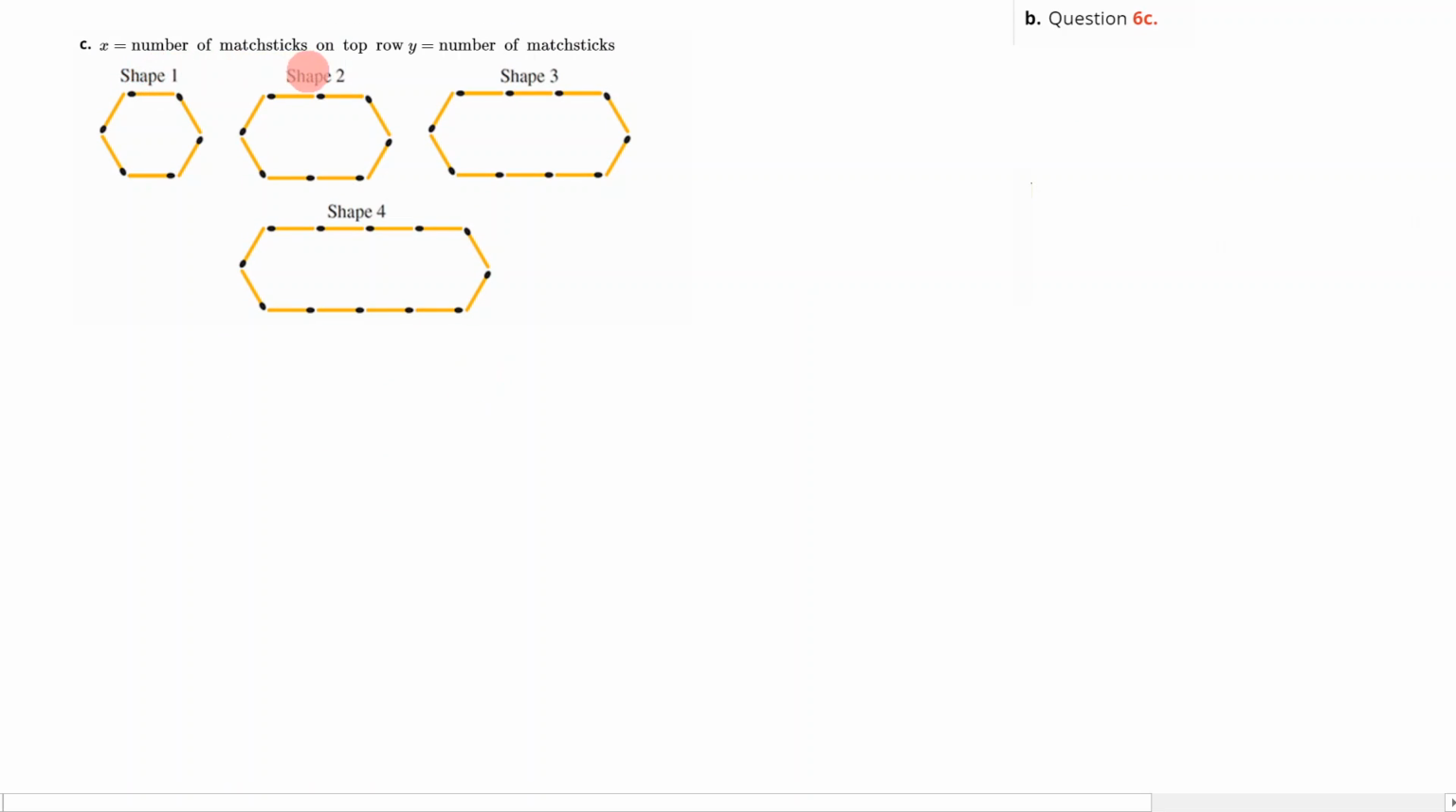We need to figure out the number of matchsticks on the top row. Ooh, this one is a little different. The number of matchsticks on the top row, and y is the number of matchsticks. Okay, so we're still going to create our table of values.